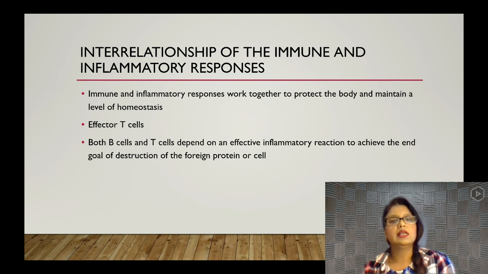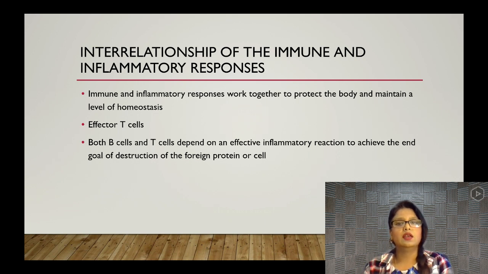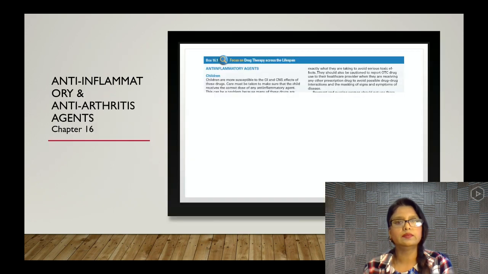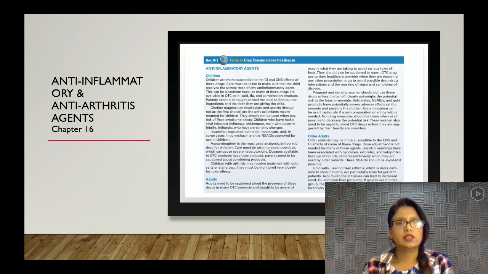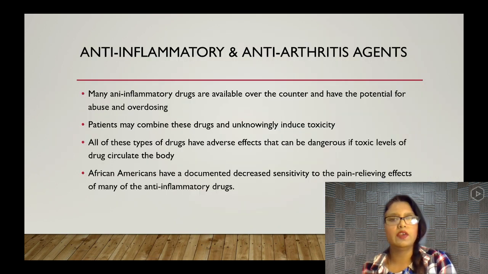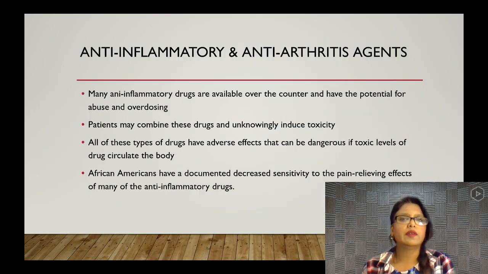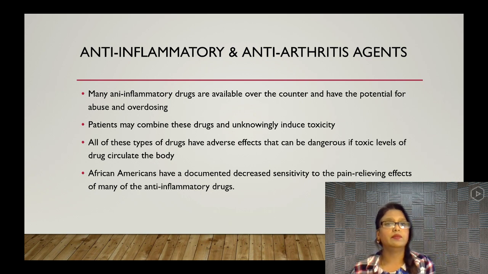Both B cells and T cells, effector T cells, depend on effective immune inflammatory reaction to achieve the end goal of destruction of the foreign protein or cell. Okay, so this is just from your book, chapter 16. You can review it by yourself, but I'm going to go over the drug medication part.